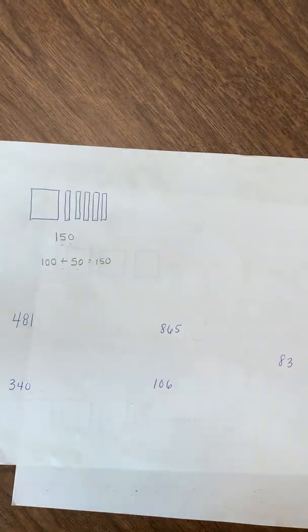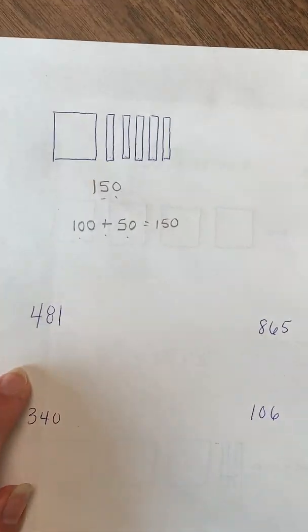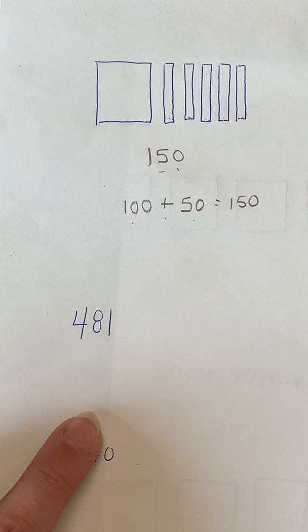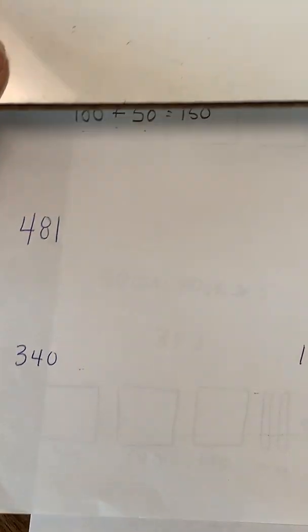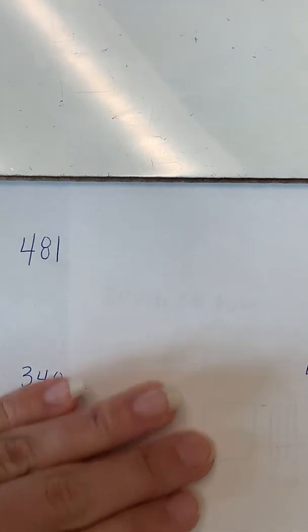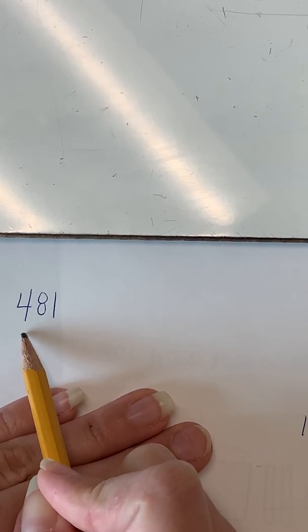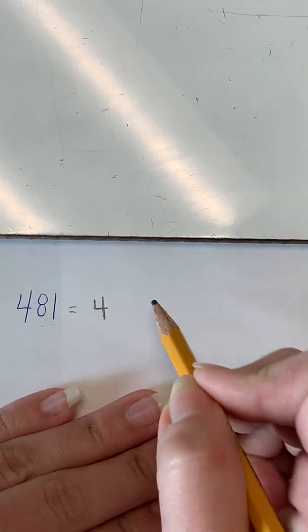Now I want you to get out your scrap piece of paper, blank piece of paper. We're going to practice it by ourselves. I first want you to write the number 481. We're going to write this number in expanded form. Start with our hundreds. How many hundreds? 4. There's 2 spaces left. Fill them with 0.